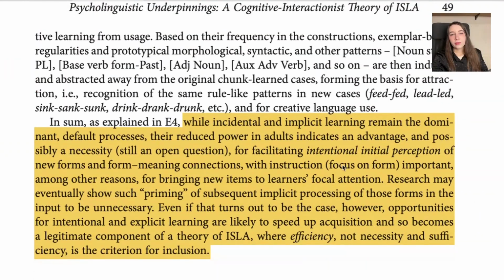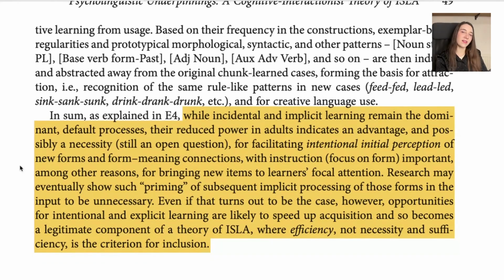Okay, so I'm just going to read a key passage from this section where he's summarizing what he said about implicit and explicit learning. While incidental and implicit learning remain the dominant default processes, their reduced power in adults indicates an advantage and possibly a necessity, still an open question, for facilitating intentional initial perception of new forms and form meaning connections, with instruction focus on form important, among other reasons, for bringing new items to learners' focal attention. Research may eventually show such priming of subsequent implicit processing of those forms in the input to be unnecessary.